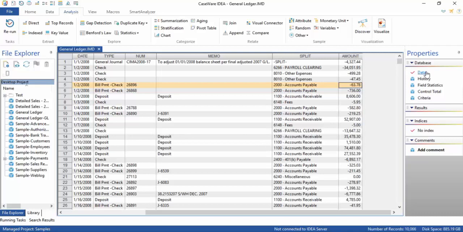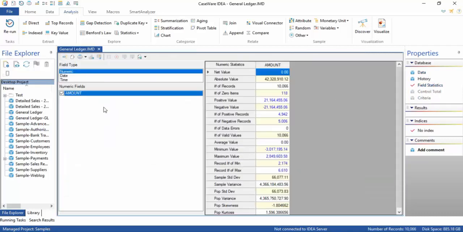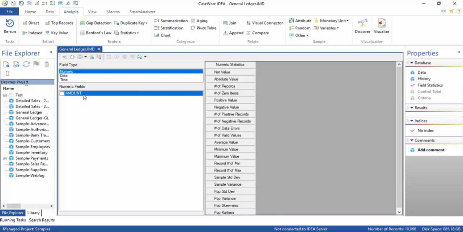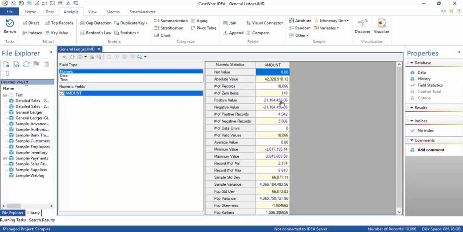So if I were to click on field statistics, you have these three different types: numeric, date, and time. Focusing on the amount here, I can see immediately my total positive value and my total negative value net out to zero. They're both the same. One's going negative and one's going the other way. I also have the total dollar value, so I can compare that to the client to make sure that I am working with the information that they are working with. The number of records as well is listed here.